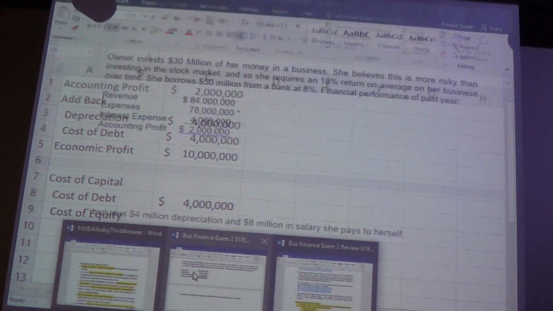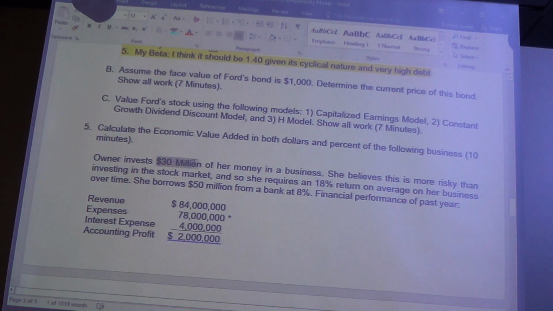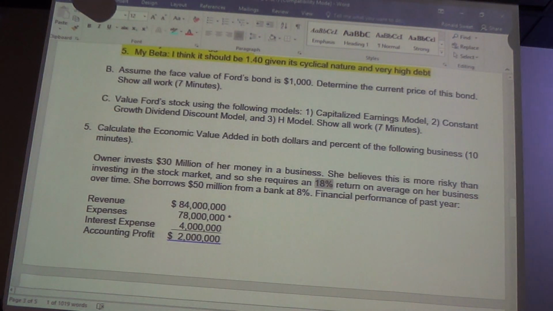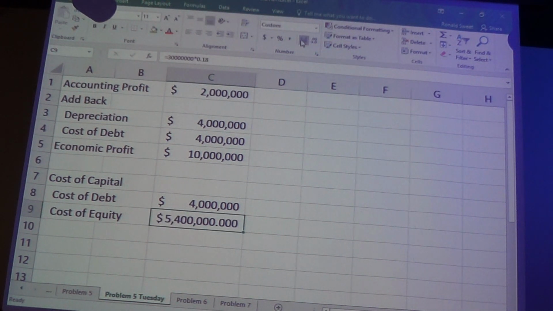What is her cost of equity? Well, she's going to invest $30 million of her own money, and she needs 18%. Y'all see that? $30 million of her own money, that's her equity. And she has a required return of 18%. 30 million times 18%, so her cost of equity capital is $5.4 million.